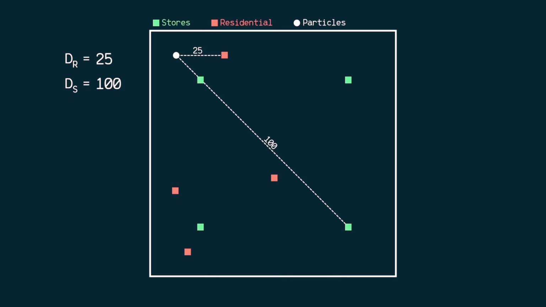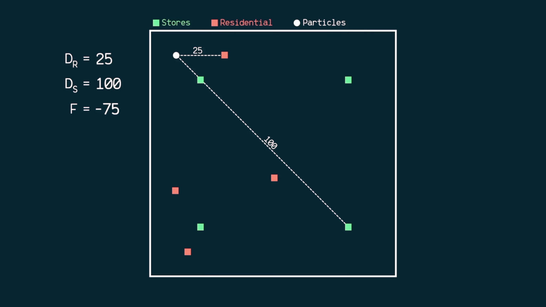Now, it's important to note that the closest residential area and furthest store will change depending on where the particle is. But to compute a fitness score for this particular location, we take the distance to the closest residential area and subtract the distance to the furthest store. The idea here is that if we increase the distance to the closest residential area and decrease the distance to the furthest store, which minimizes the amount we are subtracting here, that will overall drive this fitness score to an increasing value. So here we are 25 miles away from the closest residential area and 100 miles away from the furthest store, so our fitness score is negative 75.